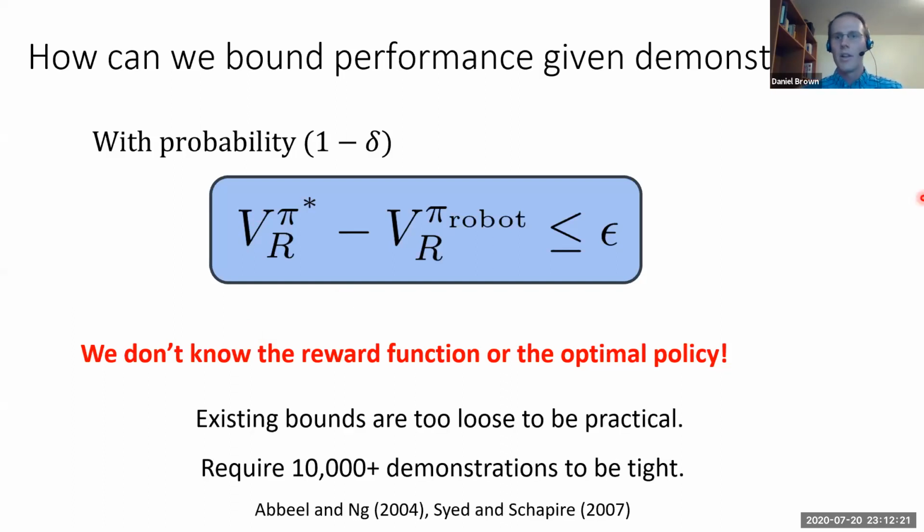One of the things that we can do is look at related work, and there are existing bounds that will try and answer this question. However, as I discussed in the proposal, and as you can see in the research document as well, these existing bounds are typically much too loose to be practical, often requiring tens of thousands of demonstrations to get a tight bound, which makes it impractical for most systems.